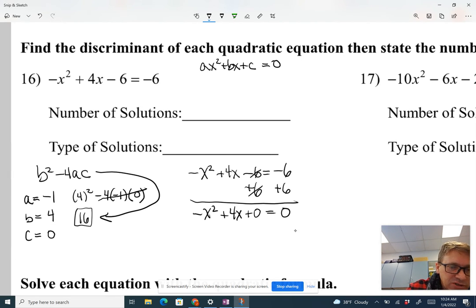It is not the solutions. But since it's positive, we're going to have two solutions, and they will be two real solutions. That's the type of solutions, two real solutions. So let's look at number 10.